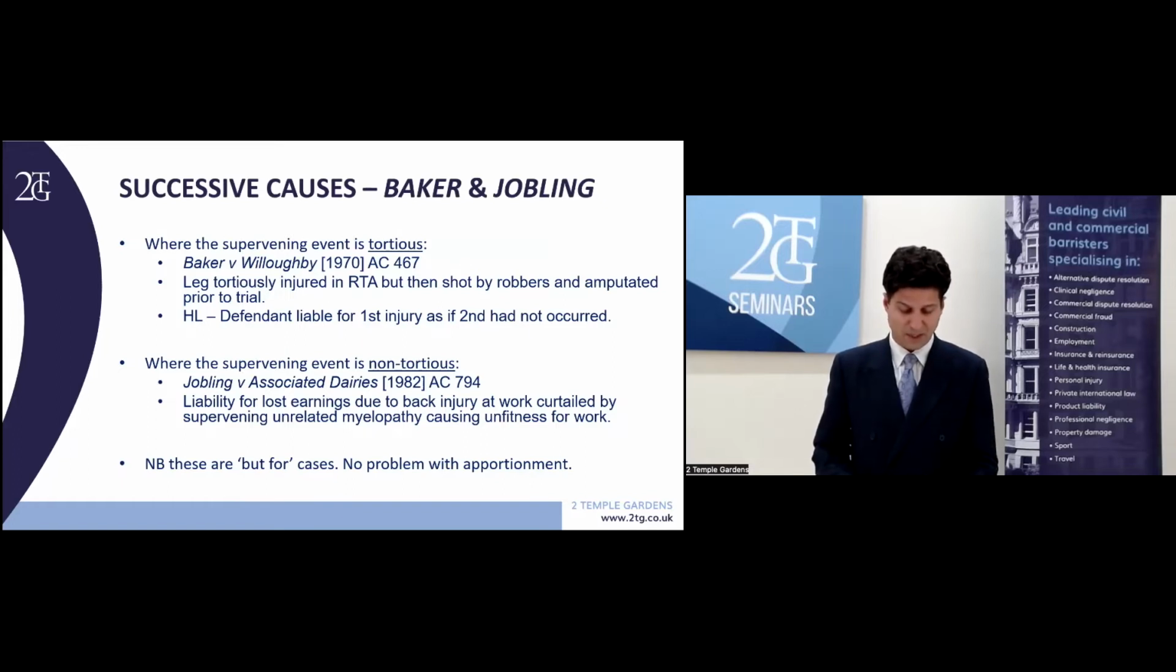In Jobling, it was held that a supervening medical condition had a different effect altogether. So where the supervening event is non-tortious, the analysis changes completely. In that case, the claimant had sustained a back injury at work, but later suffered from myelopathy, which completely eliminated his ability to work at all. And it was held that at that point, when the myelopathy became the cause of his unfitness for work, he no longer had the right to recover damages for loss of earnings from the defendant. The House of Lords in Jobling were quite rude about Baker, and I think justifiably so.